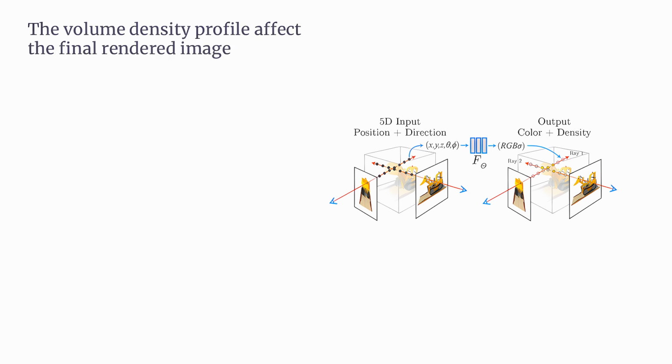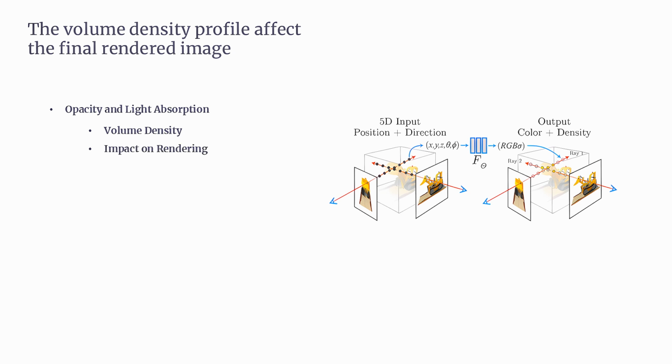Now let's explore the importance of the volume density profile in neural radiance fields and how it plays a critical role in determining the quality of the final rendered image. The first, opacity and light absorption. 1. Volume density. The volume density at each point along a ray represents how much light is either absorbed or scattered at that particular point. If the density is high, it means the material is opaque and light will be absorbed more. In simpler terms, higher densities block more light, making areas darker in the final image.